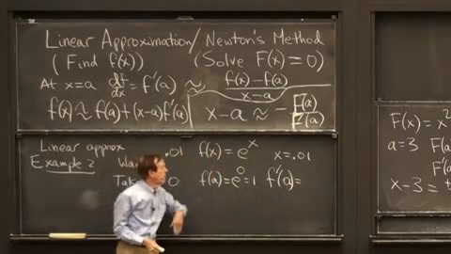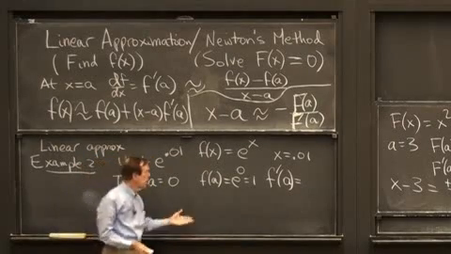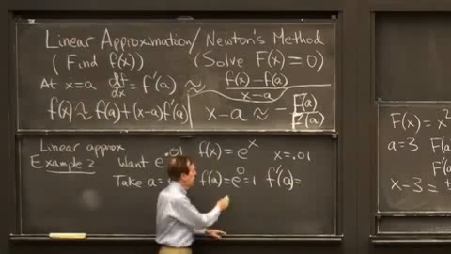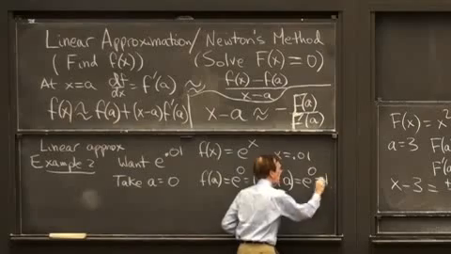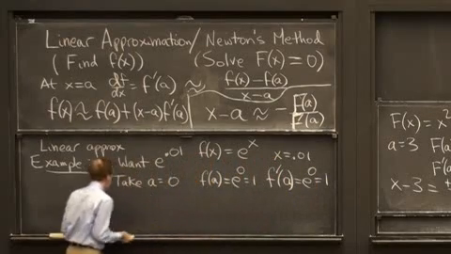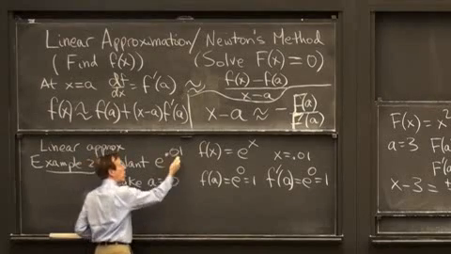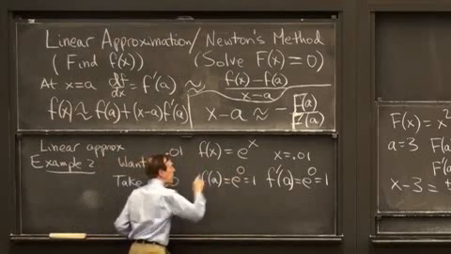Well, I know the derivative of e to the x. That's one thing I like. It's e to the x. So at x equals 0, again I get a 1. For the derivative, which is the same, I get e to the 0, I get also a 1. So now I know what's happening at a equals 0. I want to know approximately what's happening at the nearby point, 0.01.